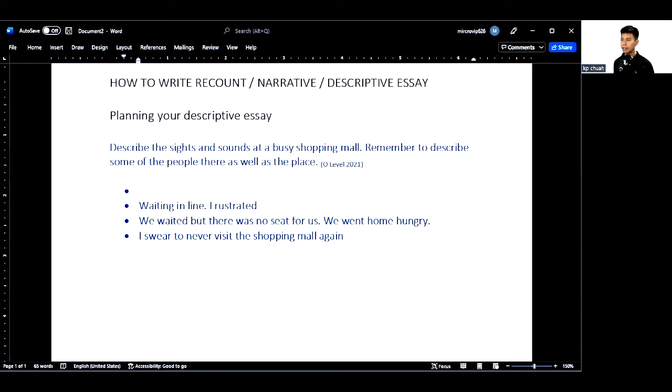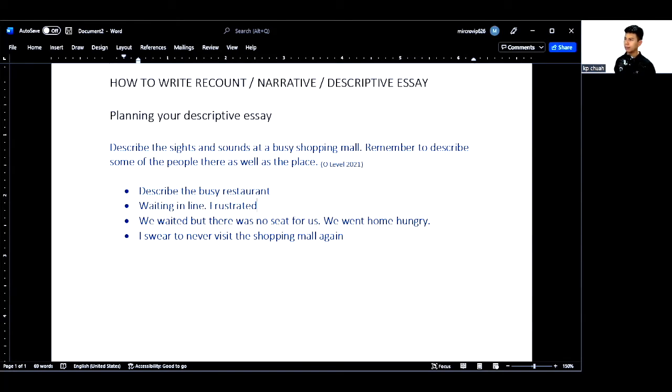Okay. And before that, what happened? Now, of course, this is a restaurant, right? Remember, you're supposed to describe the place. Describing the place is one of the criteria. So why don't we describe the restaurant, the busy restaurant?